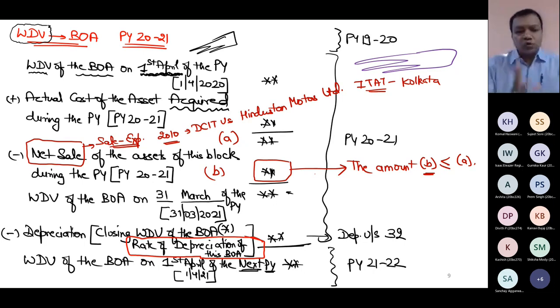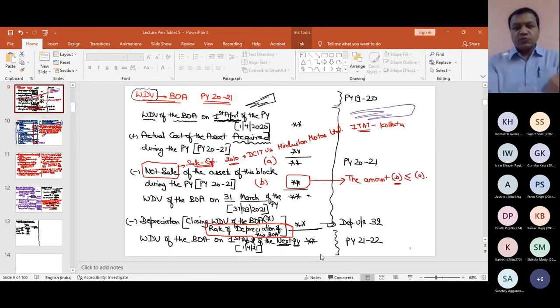On this basis, I am saying that take net sale and not gross sale. So these 2 points you should note where you have written that calculation concept. This is net sale because based on this ruling, DCIT versus Hindustan Motors Limited, ITAT Kolkata bench ruled that I should not take gross sale, I should take net sale, and the total of this net sale must be less than the total of WDV opening plus actual cost. And if the points which I have discussed are clear, assumption 4 now.